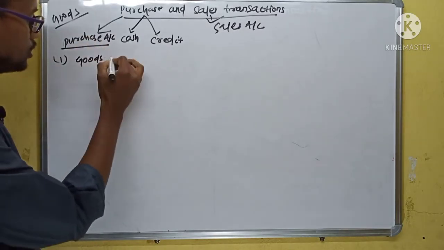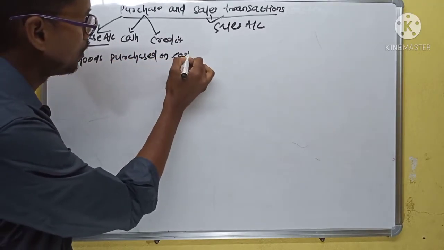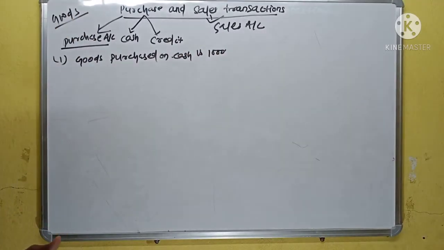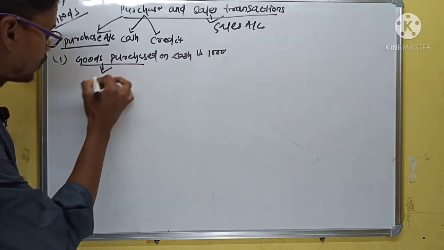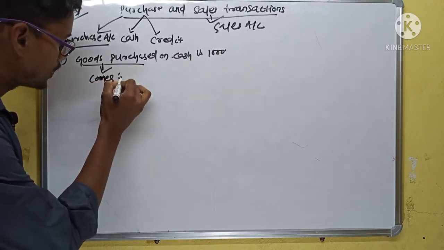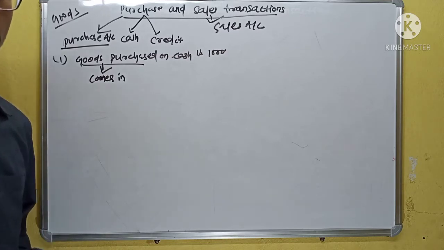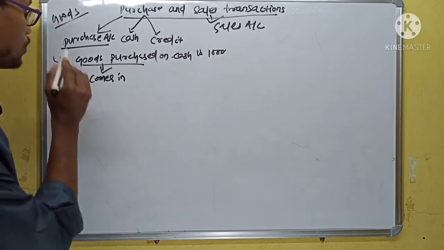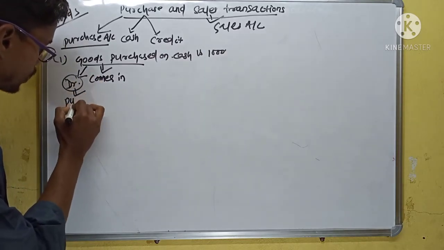Goods purchased on cash rupees 1000. Here goods comes into the business. According to the principle of a real account, debit what comes in. So we debit the goods account, but we use the purchase account instead of a goods account. So we debit the purchase account.